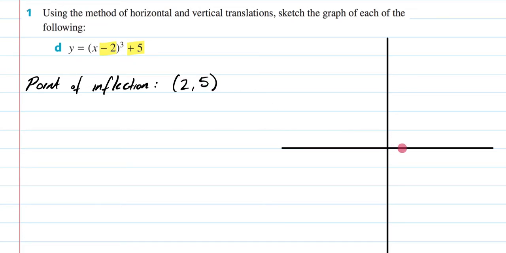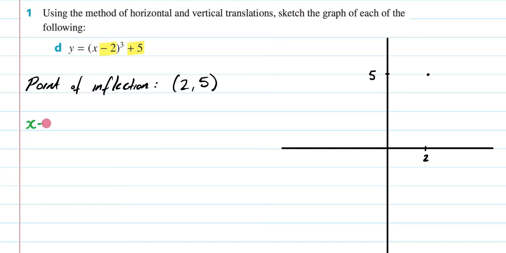Let me now try to give this a graph. So let's say this is 2. And let's say up here is 5. This is not to scale. All right, let's say we're dealing with that point. The other thing that we need is the x and y intercepts.